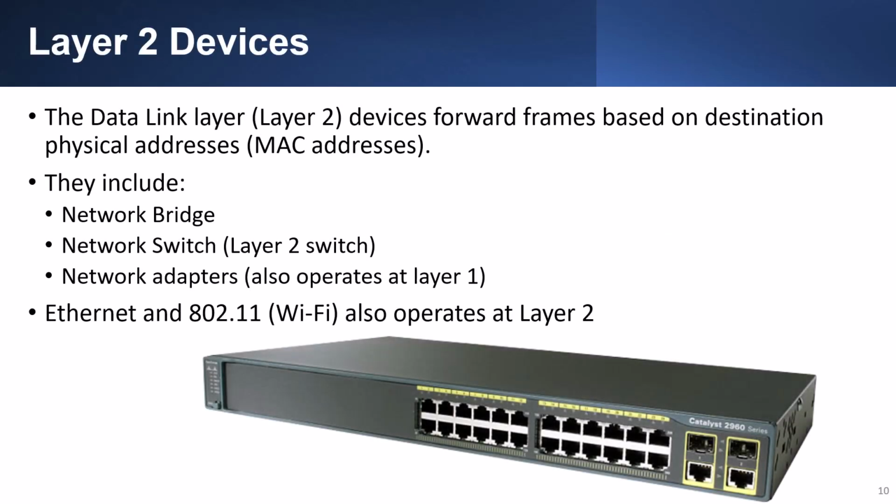The data link layer, or layer 2, devices forward frames based on destination physical addresses, or MAC addresses. They include the network bridge and network switch, specifically the layer 2 switch. Ethernet and 802.11 Wi-Fi also operate at layer 2.